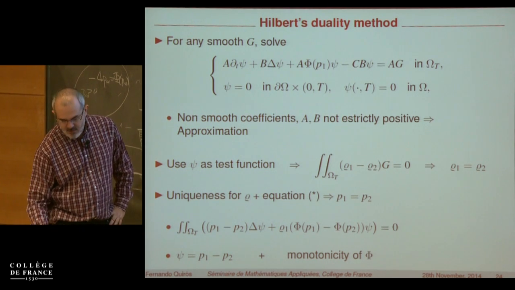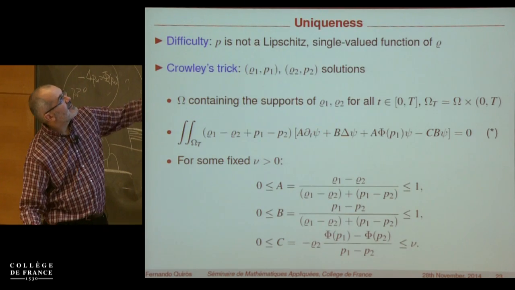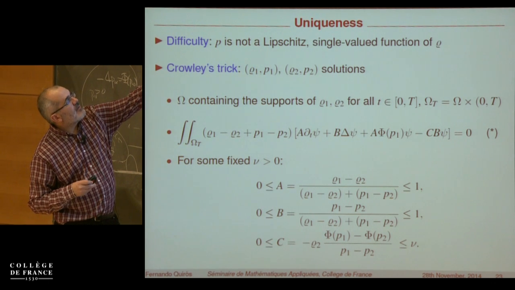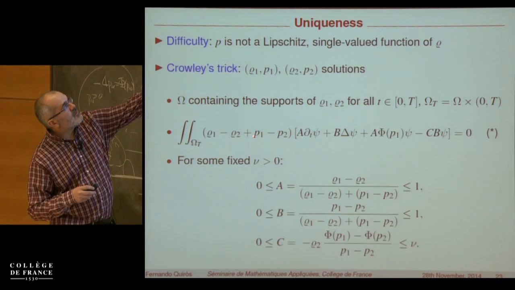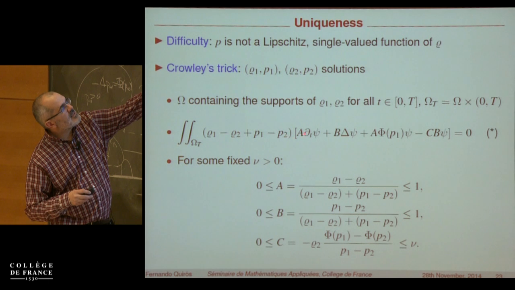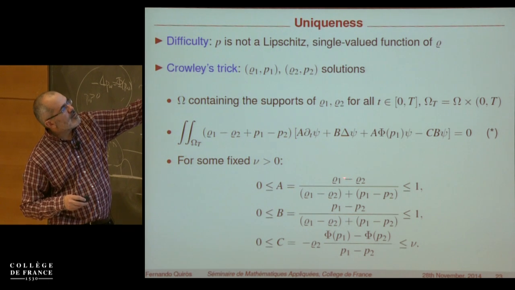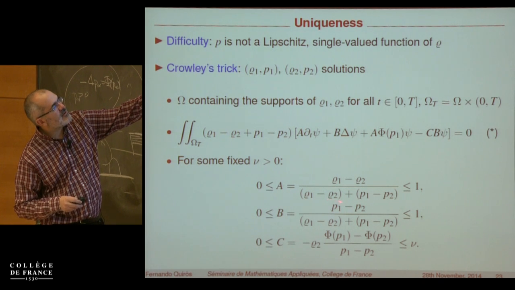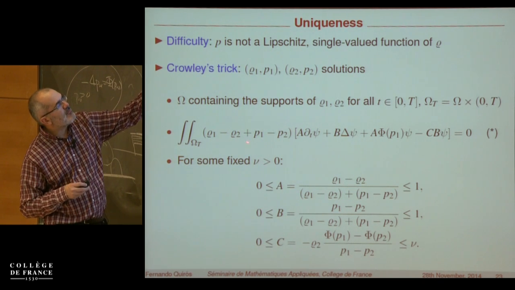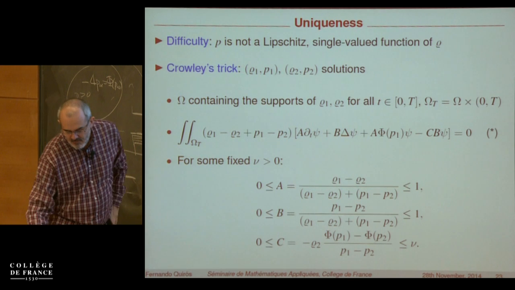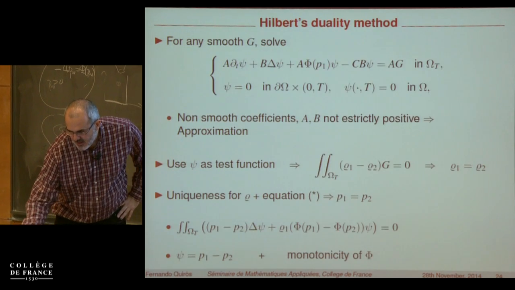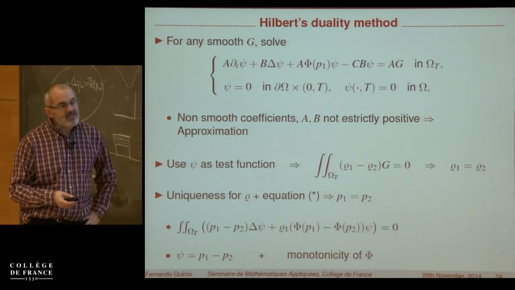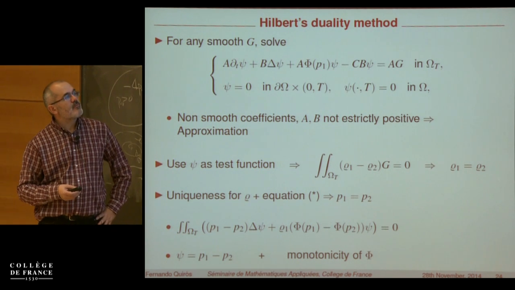So then if you use psi as a test function, let me go to the previous slide. Here you would have rho 1 minus rho 2 plus p1 minus p2 times A times G. But look at the form that A has, so this cancels with the denominator, and then what you get is that the integral of rho 1 minus rho 2 times any reasonable function G is equal to 0. So in fact, this means that rho 1 equals rho 2.